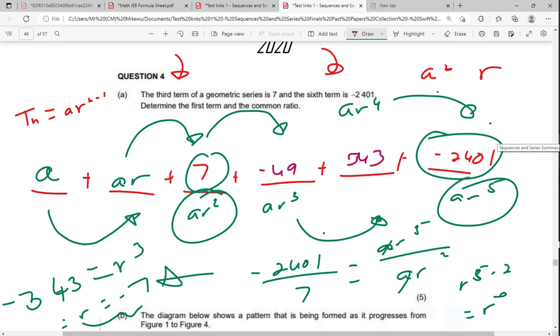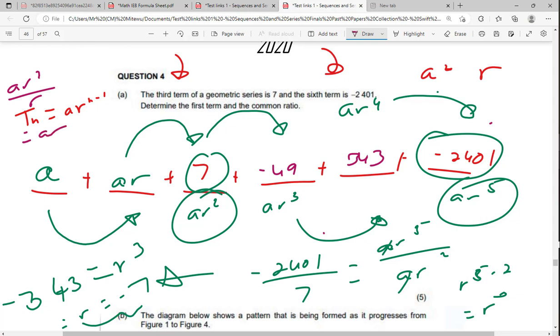So we multiplied it the more to the right we go. Now, let's say we're going to the left, we're going in the opposite direction. How would you go about doing that? Well, from 7, if I were to get rid of an r, because I'm trying to get from AR squared to AR, I'd have to divide it by r, right? AR squared divided by r will give me AR.